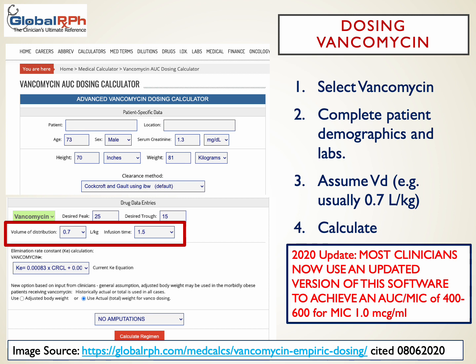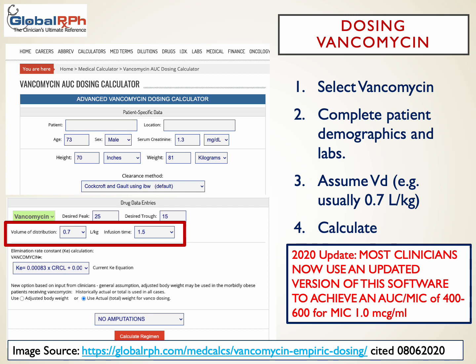We also want to look at the infusion time so we can prevent the flushing reaction that happens pretty commonly with vancomycin, by infusing it over at least 60 to 90 minutes. Any dose above 1 gram, or 1,000 milligrams, of vancomycin we typically want to infuse over 90 minutes or longer. So the software allows us to select how long we want to consider infusing it.